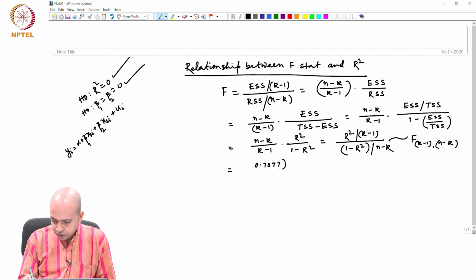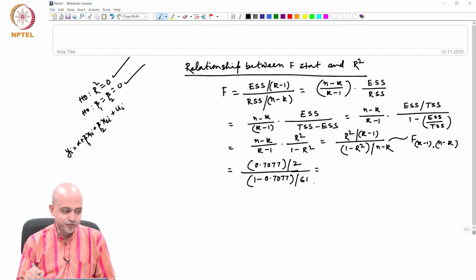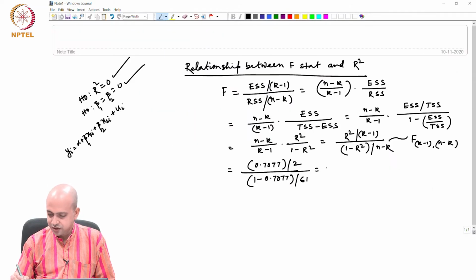Now, if we put R square equals 0.7077 here, this will come as 0.7077 divided by k minus 1. What is the k here? K equals 3. You have two explanatory variables and one constant term. So, 3 minus 1 equals 2, and then 1 minus 0.7077, and that will be divided by n minus k. N equals 64, k equals 3, so this is 61, and if you calculate this, then this value will turn out to be 73.87.